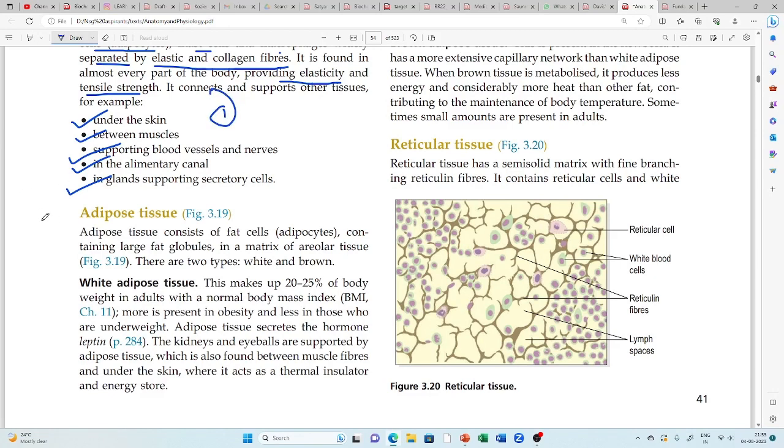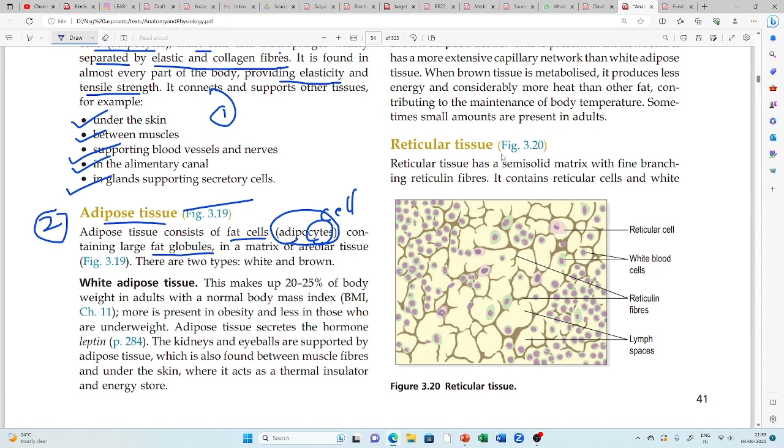And the second classification of connective tissue is adipose tissue. Adipose tissue itself, you know, is fat cells. Adipose tissue consists of fat cells, otherwise called adipocytes, and cyte means cell, containing large fat globules.